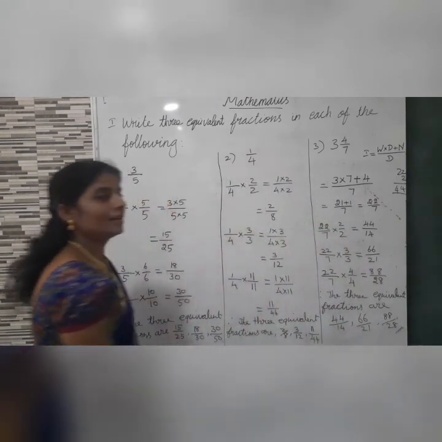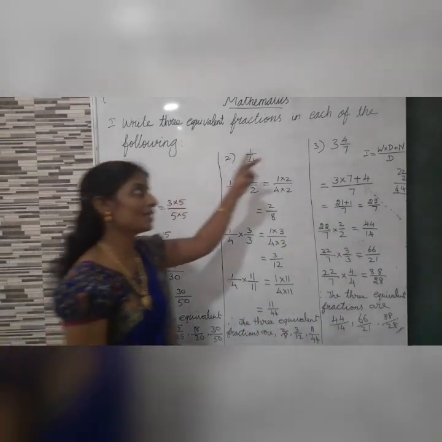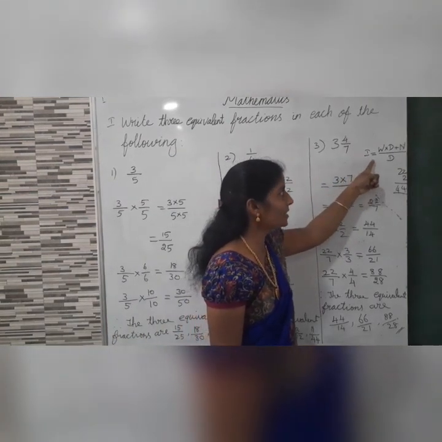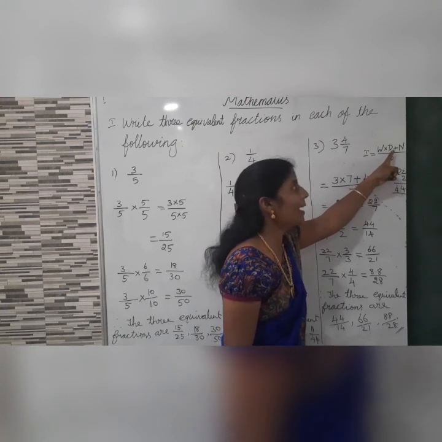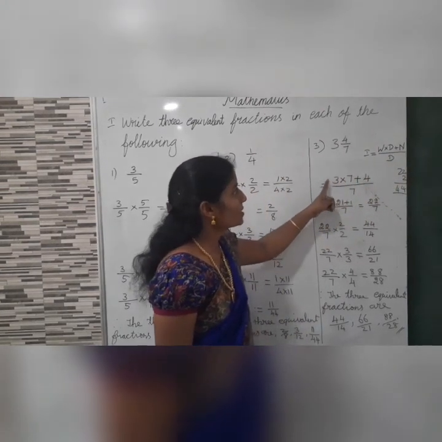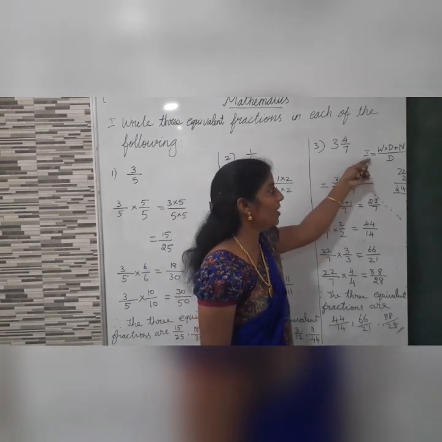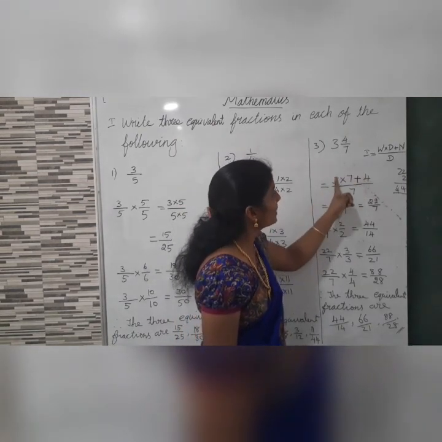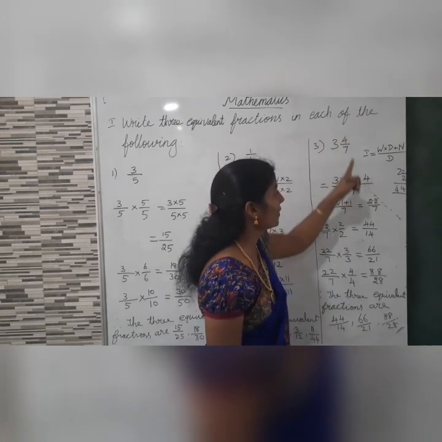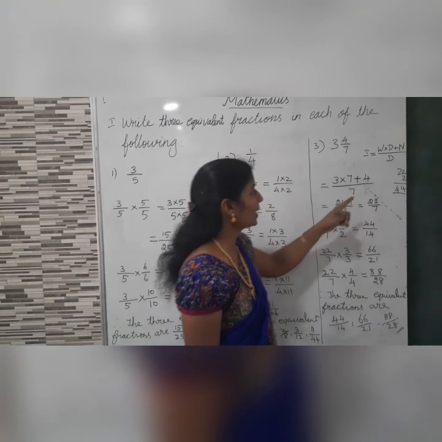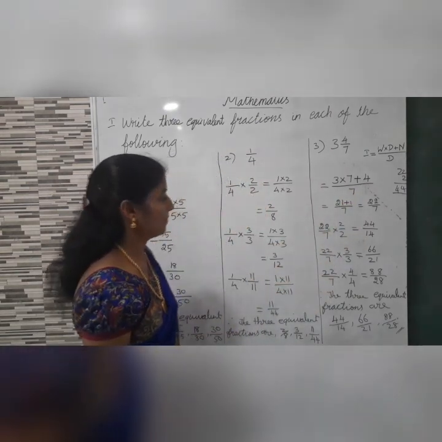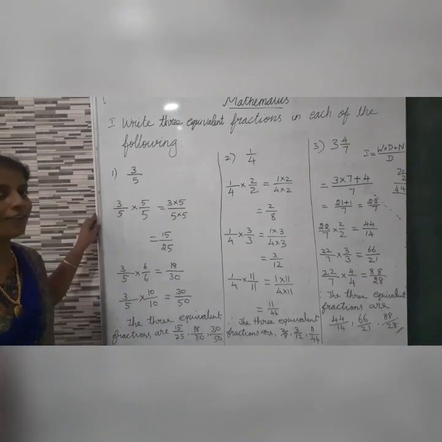Are you clear? If we have a mixed fraction, first we want to change it into an improper fraction. Improper fraction is equal to whole into denominator plus numerator divided by denominator. Last year we studied this formula, isn't it? Just to recall, 3 into 7 plus 4 divided by denominator. Now we can find out the equivalent fraction.